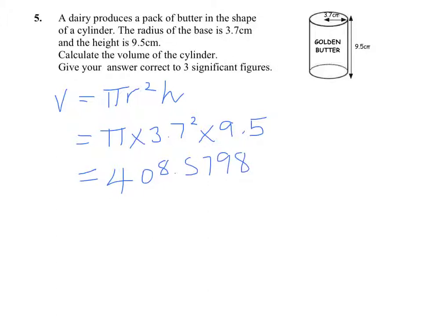which is 408.5798. I'm just going to check, calculate the volume, give the answer correct to 3 significant figures. 1, 2, 3. Next number's a 5, so I'm going to round up. It's going to give me 409 cubic centimetres.